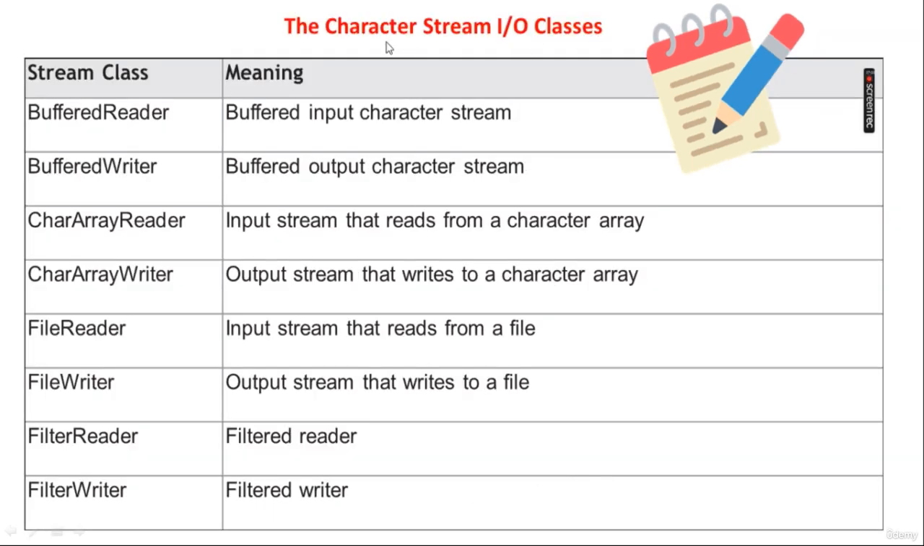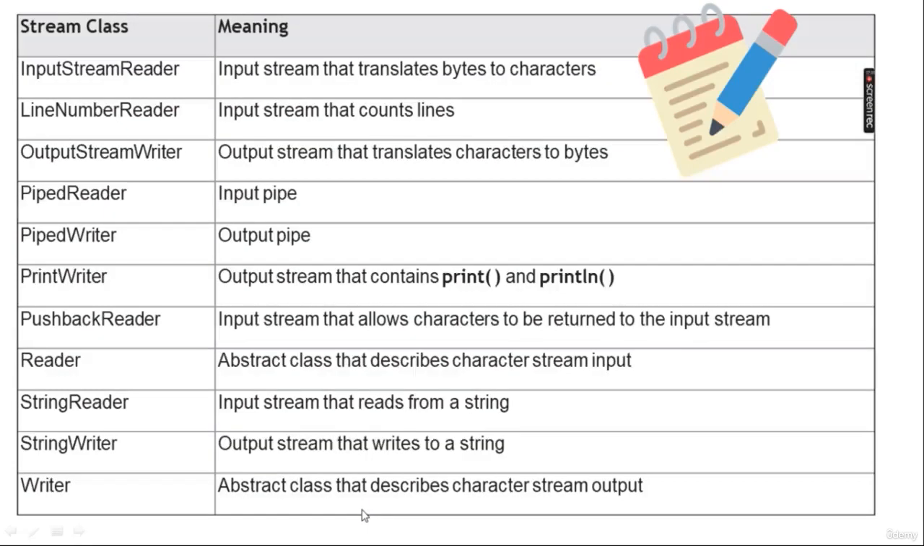Then character stream input output classes. Buffer reader, buffered input character stream. Buffer writer, buffered output character stream. Then character array reader is an input stream that reads from a character array. Character array writer is an output stream that writes to a character array. File reader is an input stream that reads from a file. File writer is the output stream that writes to a file. Filter reader is a filter reader, and filter writer is a filter writer.